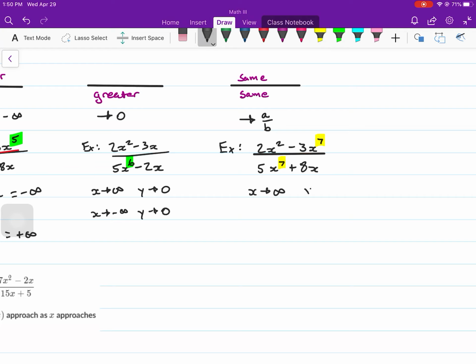If x is approaching infinity, then our y is going to approach negative 3 over 5. What I'm talking about there is I literally take negative 3 over 5. You just take the coefficients of the two terms that had the matching power. If x is going to negative infinity, it's still the same number. Y is going to be approaching negative 3 over 5.